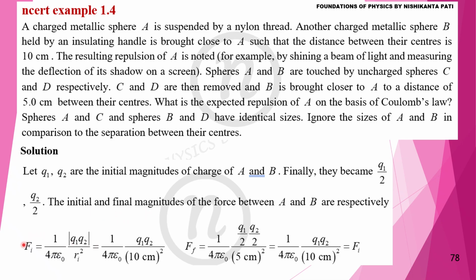So the initial force magnitude is 1 by 4 pi epsilon 0 Q1 Q2 mod by R1 square. R1 is 10 cm. The final force magnitude is 1 by 4 pi epsilon 0 Q1 by 2 Q2 by 2 over 5 cm whole square. So F final is equal to F initial.